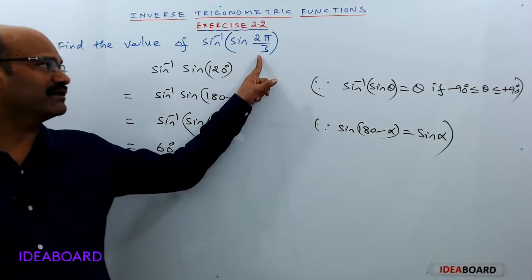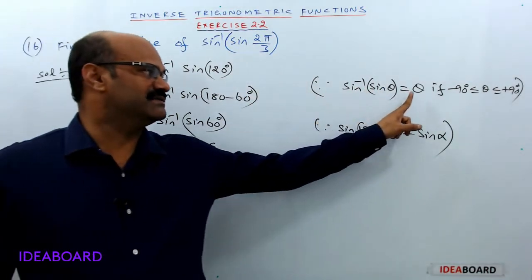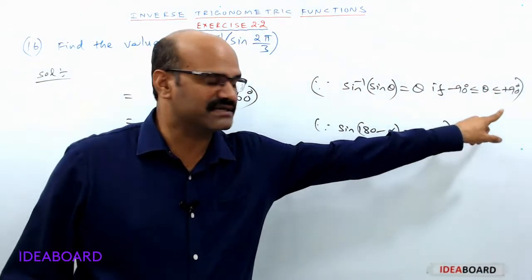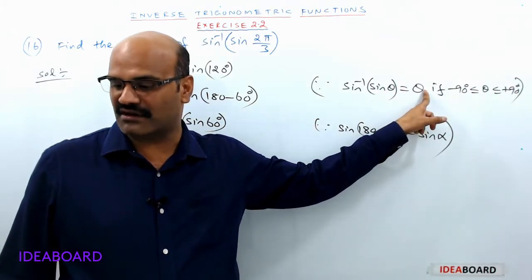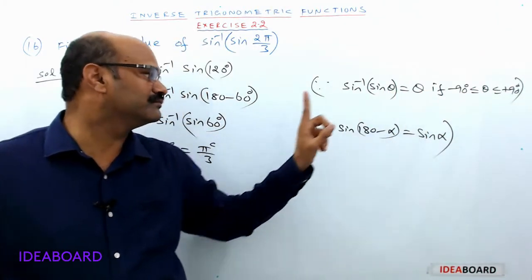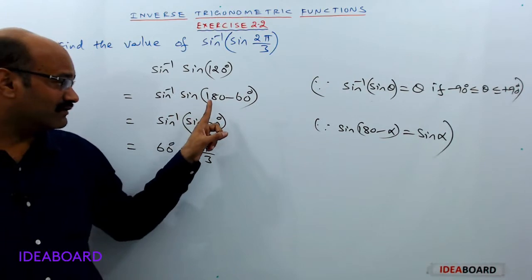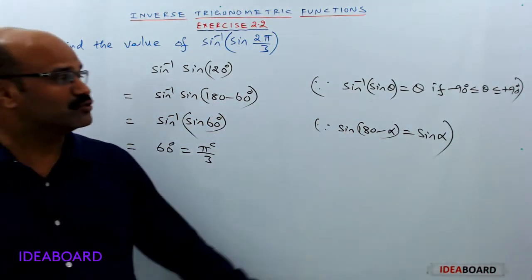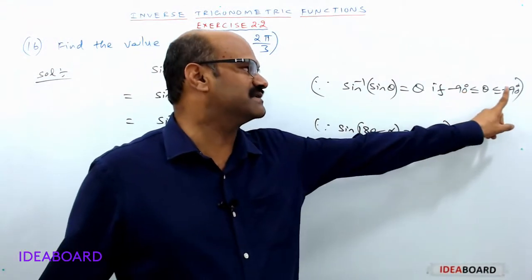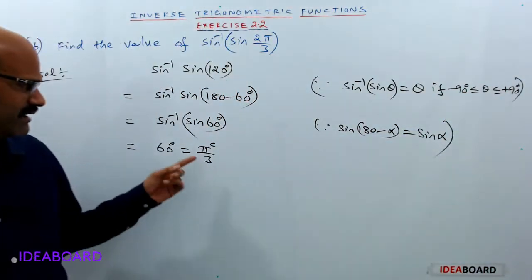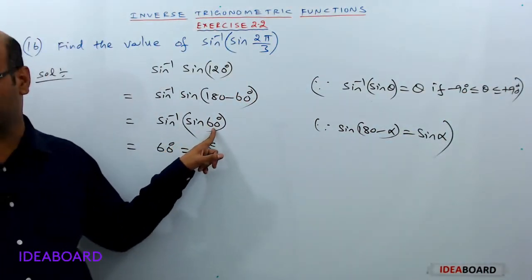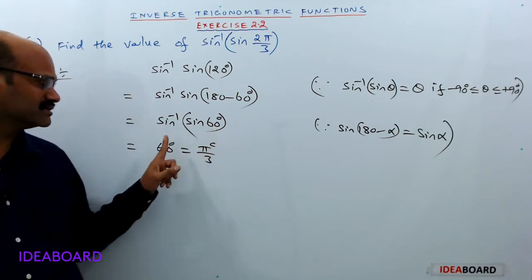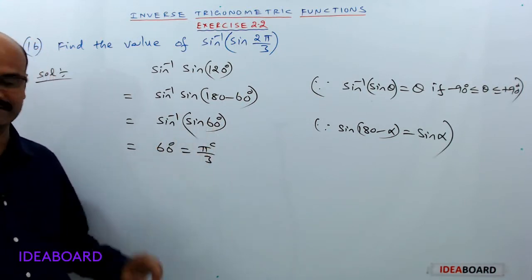First we have to verify whether theta lies between minus 90 and plus 90 or not. If it is not lying, we have to convert into that form in such a way that it should lie between minus 90 and plus 90. So here clearly 60 degrees lying between minus 90 and plus 90. So directly we can take 60 degrees.